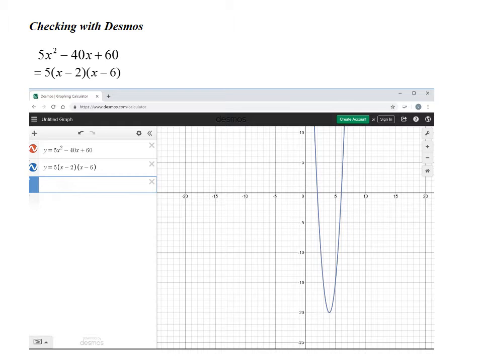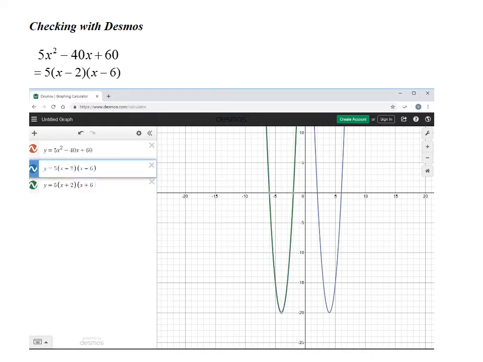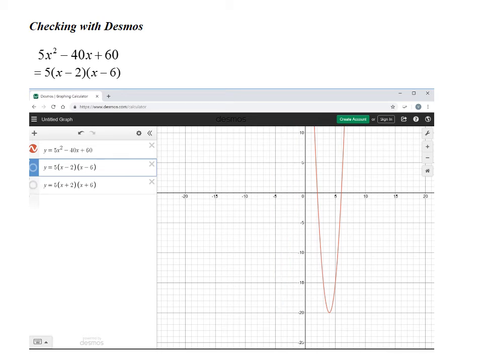If you had the wrong factorization, so say I had the signs wrong, (x plus 2) times (x plus 6), what you would see if you checked them against each other is you get two separate graphs because you haven't factored correctly. They do not represent the same thing. So only the factorization that is correct will entirely overlap the original expression.